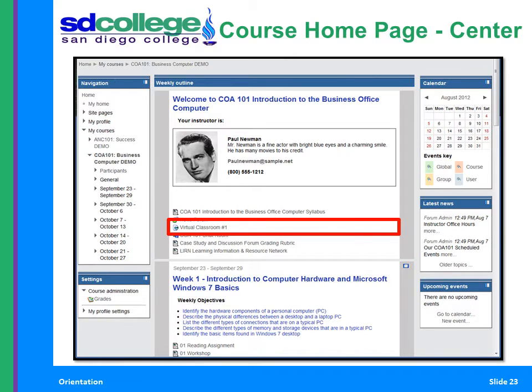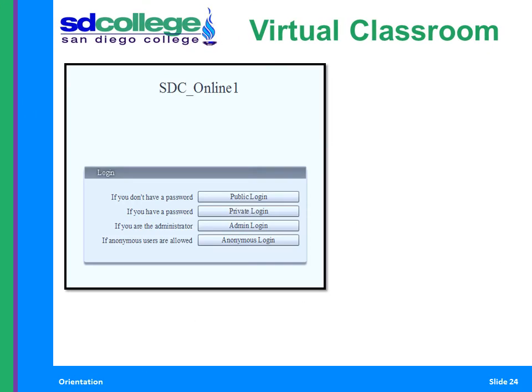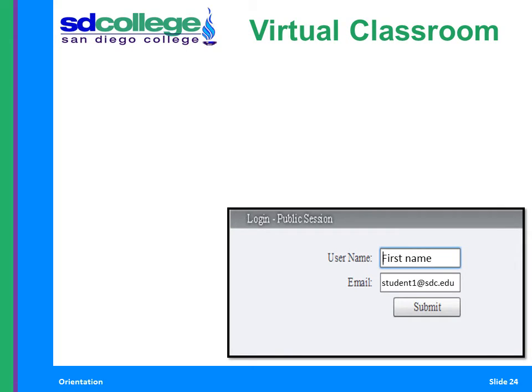The next item under the instructor profile is the link to the virtual classroom. When you click on the link for your virtual classroom on the course homepage, you will get a pop-up window that will allow you to log in. You don't need a password for this system, so click on Public Login. You will then see another pop-up window for you to enter your username, which is just your first name, and your email address. When you have filled out this information, click Submit to be taken into the virtual classroom session.